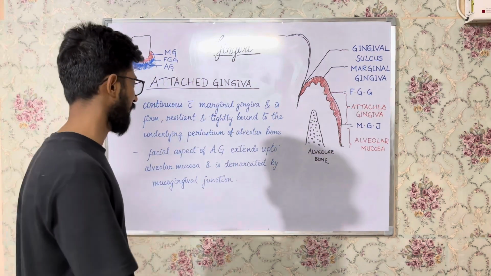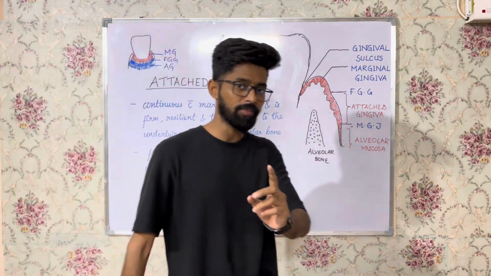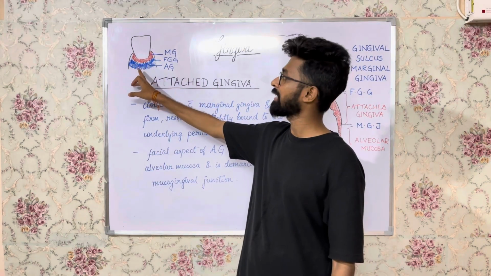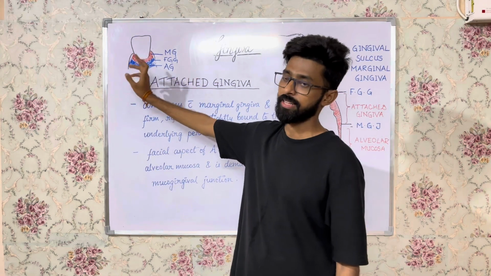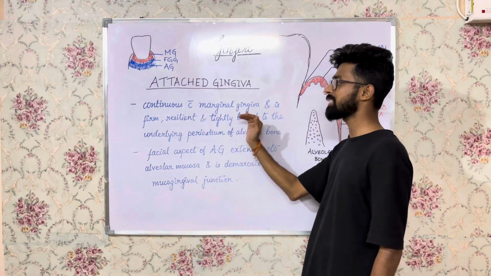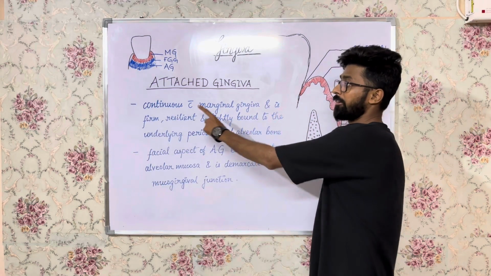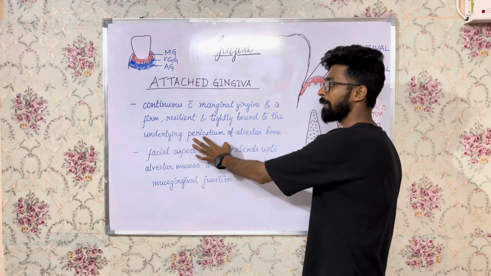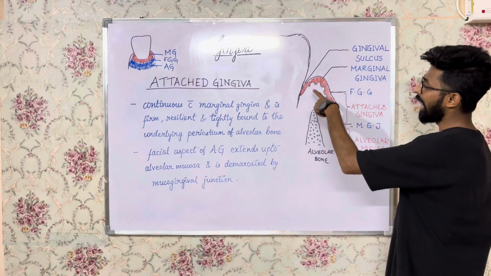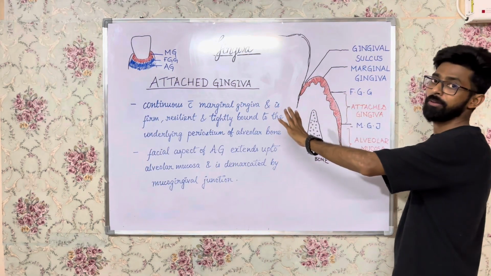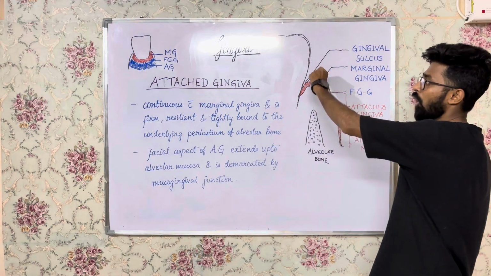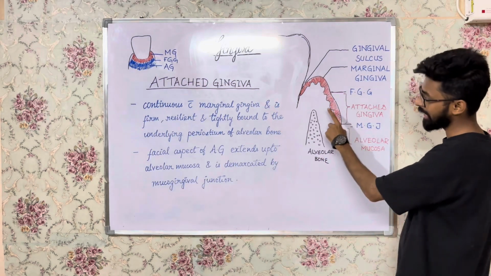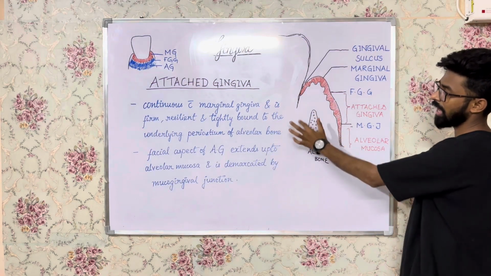Now, attached gingiva. As we have studied earlier, it is continuous with the marginal gingiva. This was the marginal gingiva and the attached gingiva is a continuation of it. It is firm, resilient and tightly bound to the underlying periosteum of the alveolar bone. Unlike the free gingiva, which was not firm and allowed movement, the attached gingiva is firm, resilient and tightly bound to the periosteum of the alveolar bone.